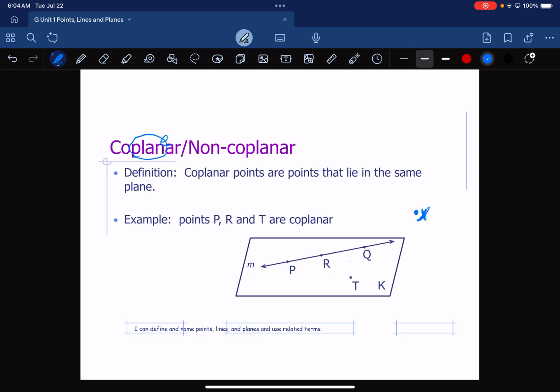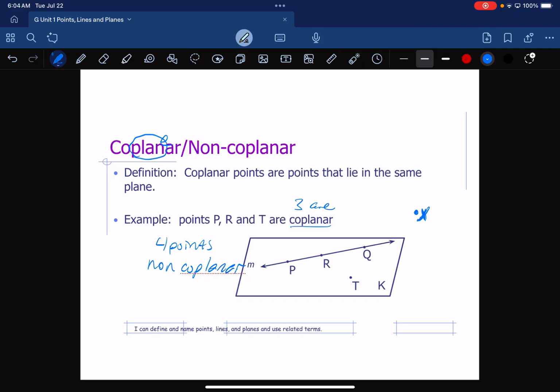But 4 points aren't necessarily, like P, R, Q, and X. So you've got to talk about 4 points being non-coplanar. Any 3 I name are always coplanar. 3 are coplanar. 4 points, maybe, maybe not. P, R, Q, and T are all 4 coplanar. But if I use P, R, T, and then X, those 4 points, well, 3 of them are on the plane, but the 4th one is not.